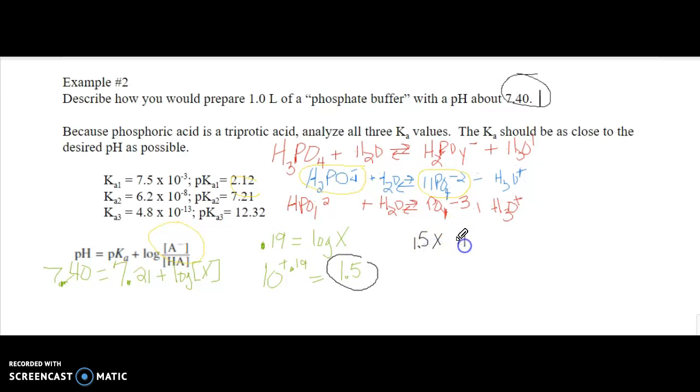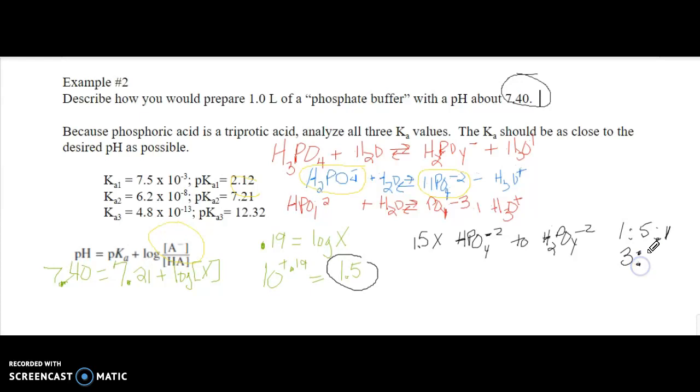times the HPO4 monobasic to the H2PO4 or the dibasic phosphate. Now, because it's a ratio 1.5 to 1, we'll do it for you. As will 3 to 2.